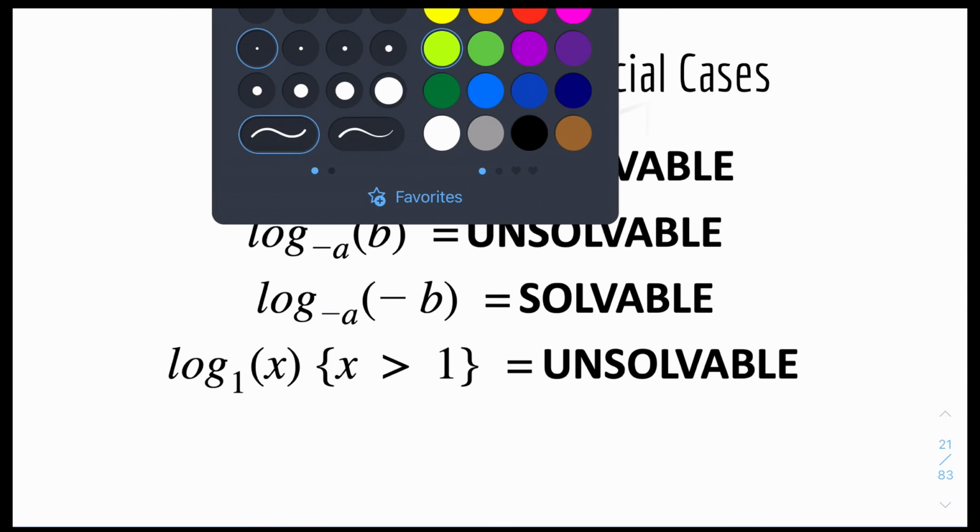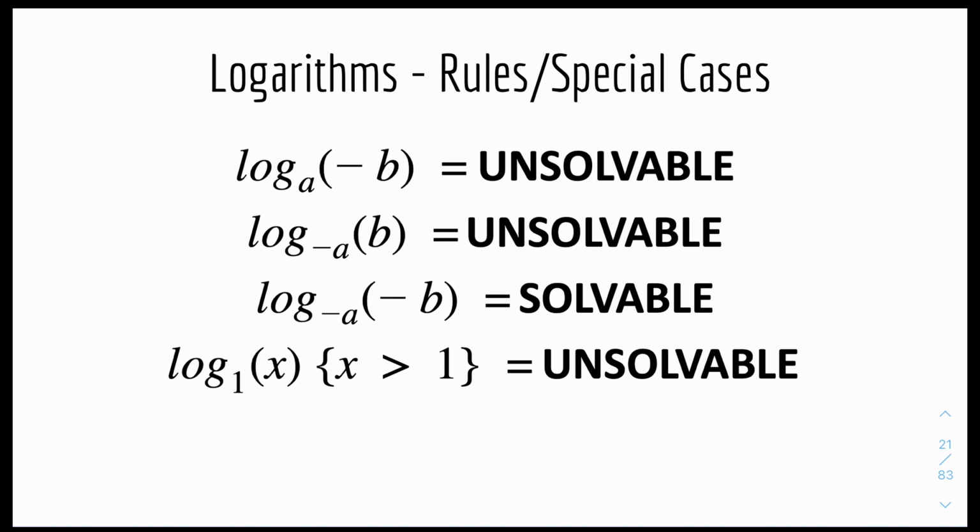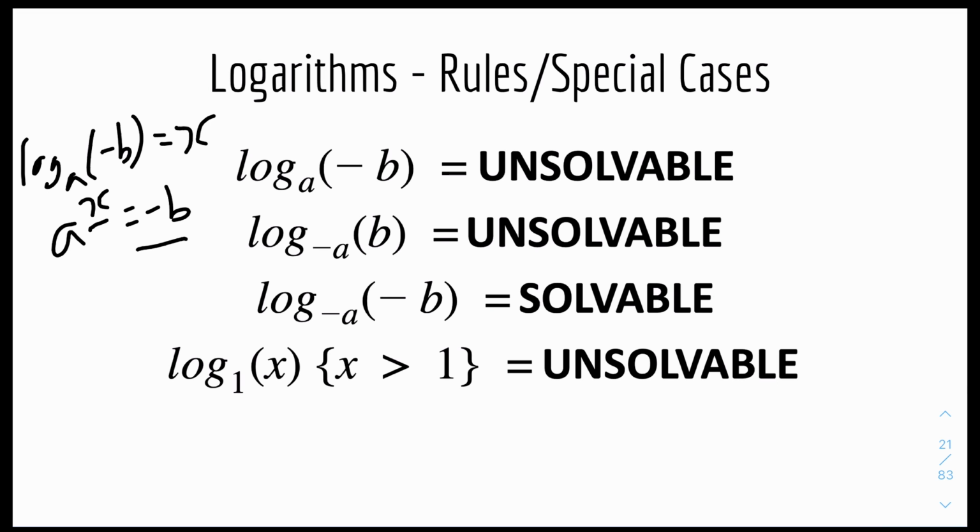And then we have some rules and special cases for logarithms. We have this log base a of minus b. It's unsolvable because you can't have a power that's equal to a negative number. So let's say if you have log base a of minus b equals x, that is a to the x equals minus b. There's no real value for x which gives us a minus. Let's say we have 3 to the power of x equals minus 9. There's no real value for x which gives us a minus 9. And the same thing for number 2.